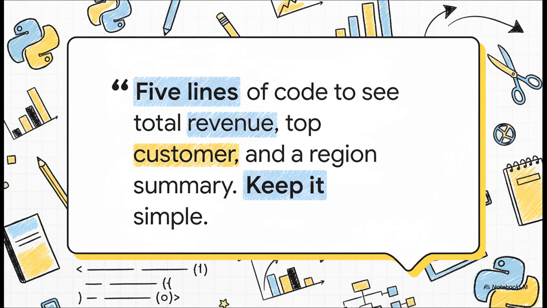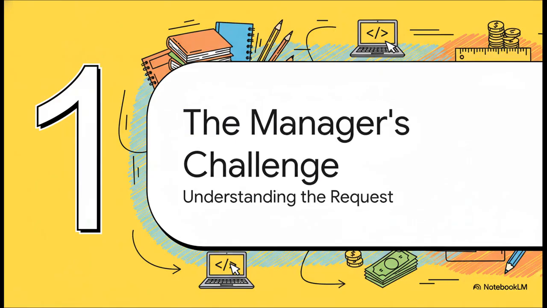Your manager wants this whole comprehensive summary, but here's the kicker. You only get 5 lines of code to do it. This is a classic kind of coding puzzle. It's not about writing tons of code, it's about writing the right code. The stakes are set. Okay, so where do we even begin?